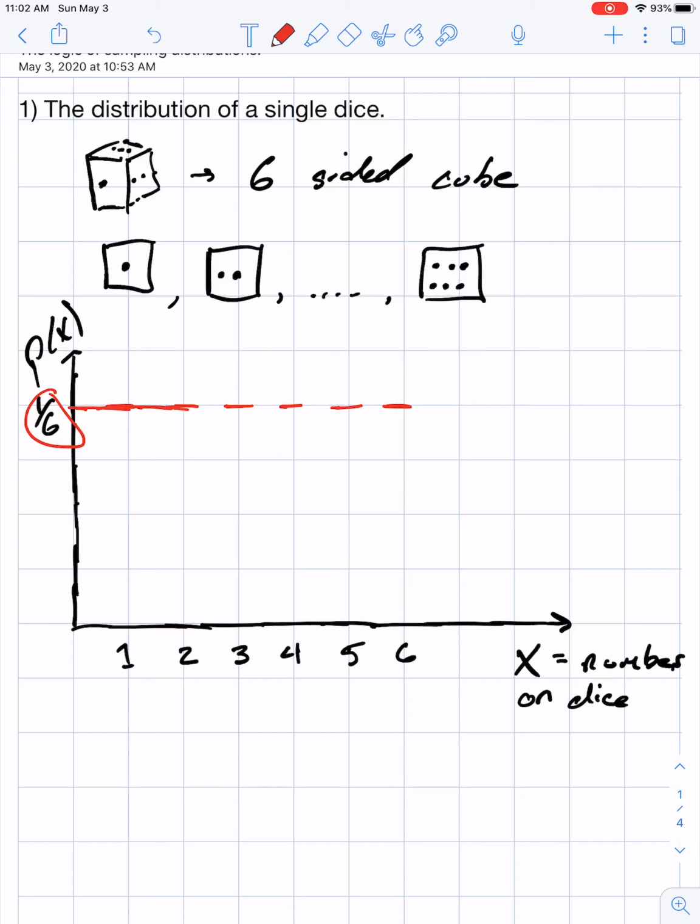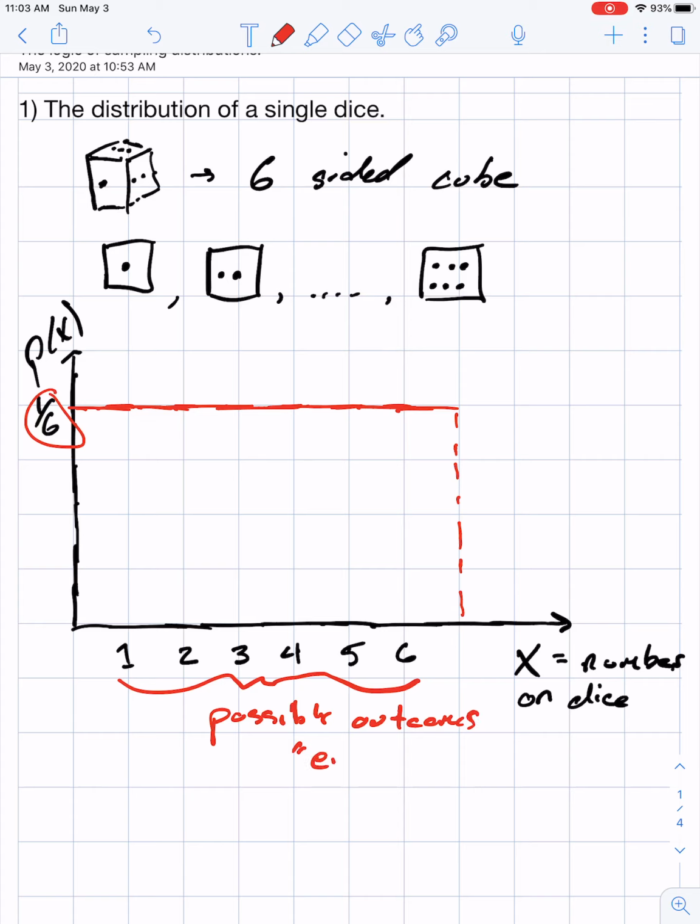So this is a really simple probability distribution in statistics. It's basically just a rectangle, right? This graph represents how a dice works in statistics. It tells us all the different possible numbers right here. These are possible outcomes, or sometimes statisticians call those events. And then on the y-axis, we're just showing, well, what's the probability of each different outcome?